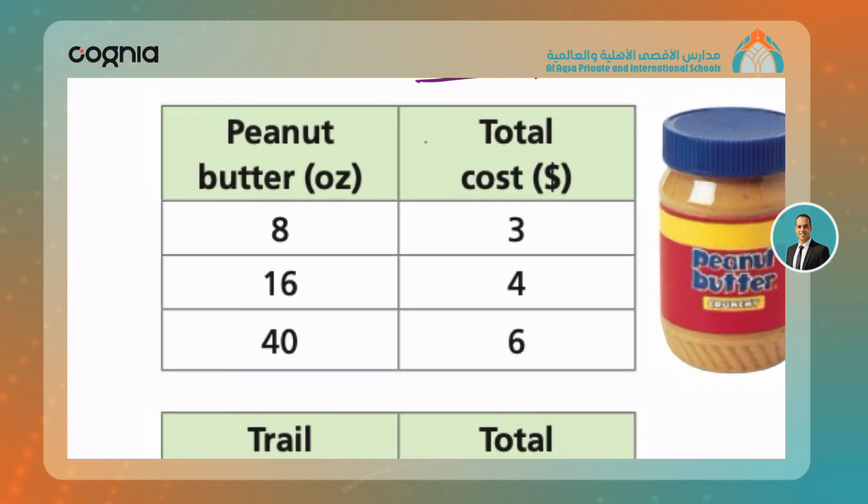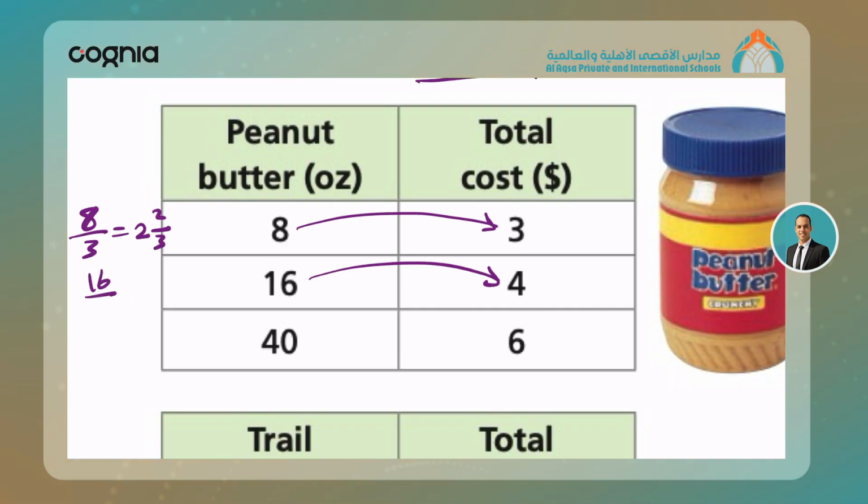So the first table here, peanut butter with the total cost. In order to see if this table represents a proportional relationship, we can just divide the two numbers here, or the two columns here. So for example here, 8 divided by 3, it's like 8 over 3, which is like 2 and 2/3. Okay? If you do 16 divided by 4, that will be equal to 4. So it's clear here, guys, that this is not a proportional relationship. Okay? So peanut butter with total cost, we cannot predict the cost of 100 units.